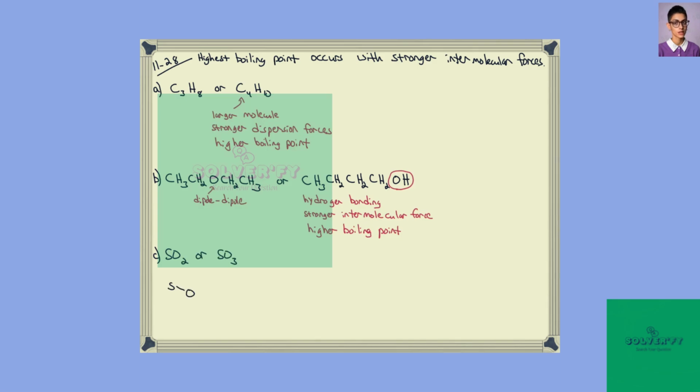The next two are SO2 and SO3. It might be helpful to draw the Lewis structures, so I went ahead and drew the Lewis structures for both of these. We see that this molecule is bent. There's a slight difference in electronegativity between sulfur and oxygen, so we would say that this end is partially negative, while this end is partially positive.